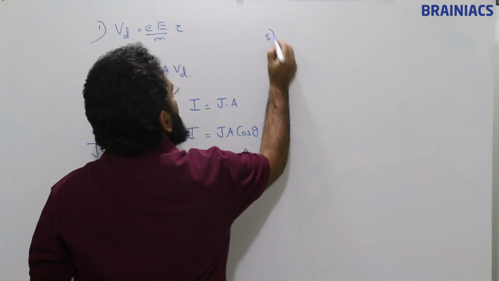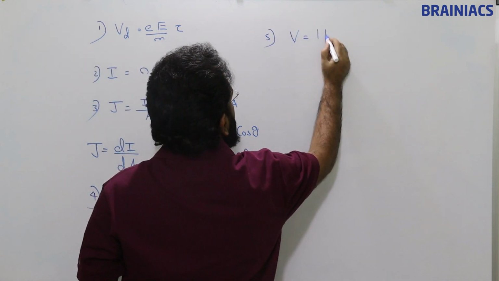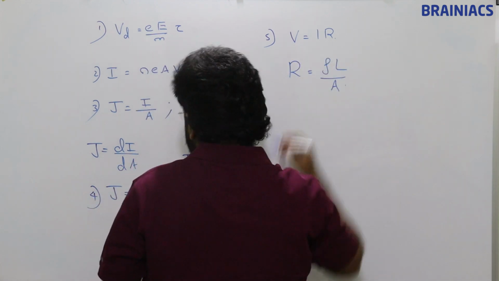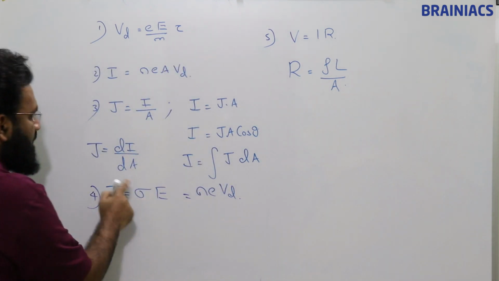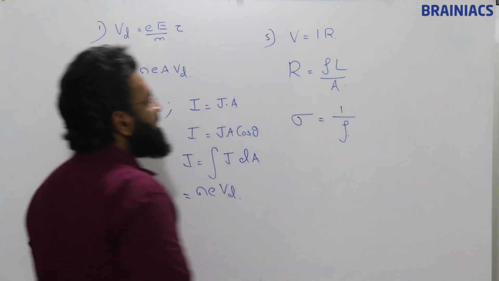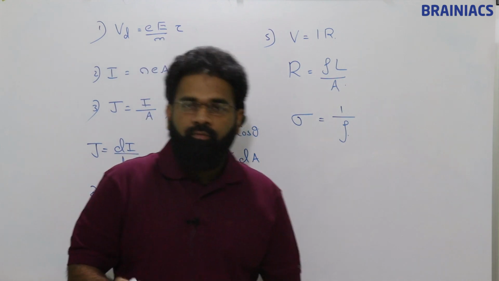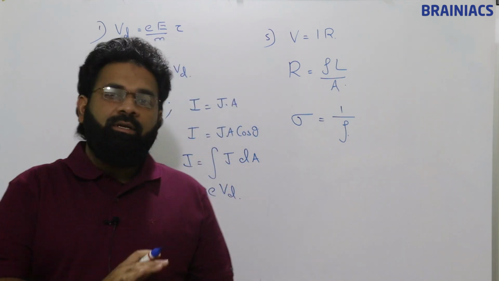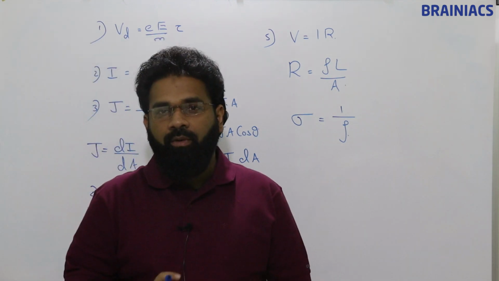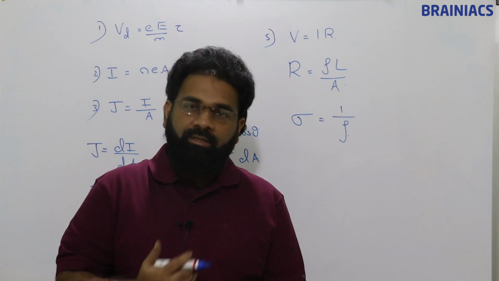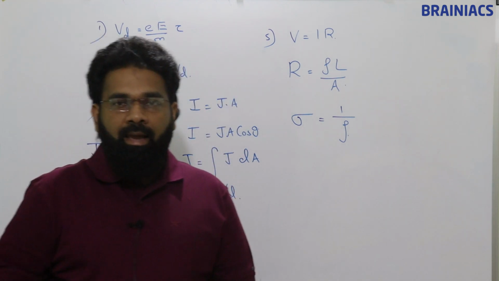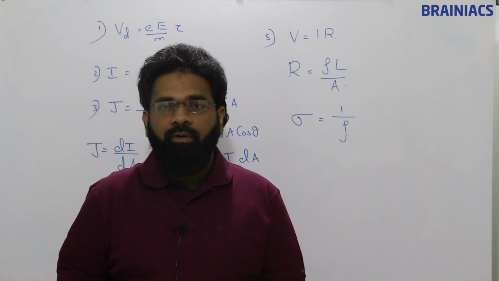Regarding Ohm's law, we just touched Ohm's law today. V is equal to IR, so R is equal to rho L by A. Here sigma is conductivity, which is nothing but the reciprocal of resistivity. These formulas we need not memorize, just understand them. This will help when we do some problems or tricky theoretical questions in resistance. This is the basic theory which we have studied today.